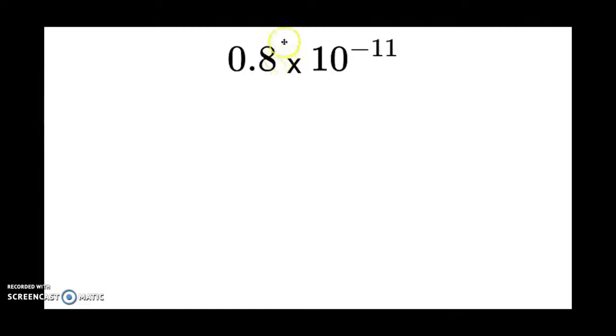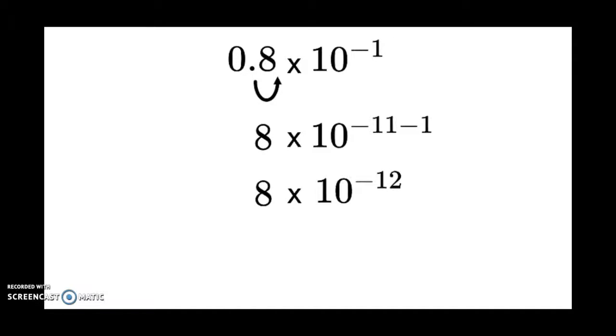Okay, so now we have to put this into scientific notation. To do that, we move the decimal place to the right 1 place, so we'll just get 8. When we move the decimal place to the right, we subtract from the exponent. Going to the left means we add to the exponent, and going to the right means we subtract. So I'm going to subtract 1 from the exponent because I only moved to the right 1. Negative 11 minus 1 gives me negative 12.